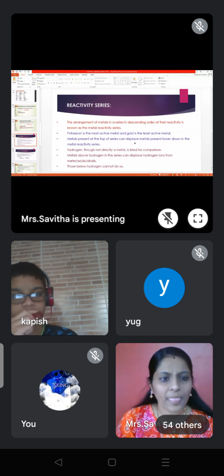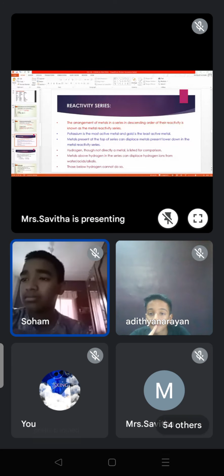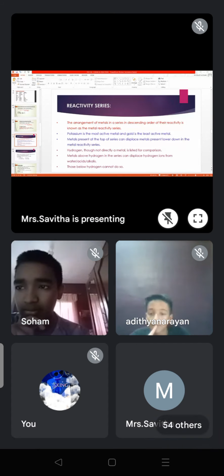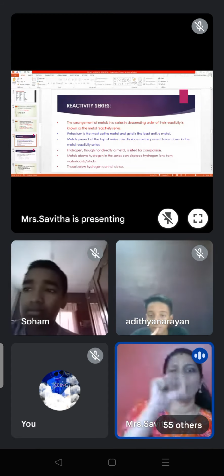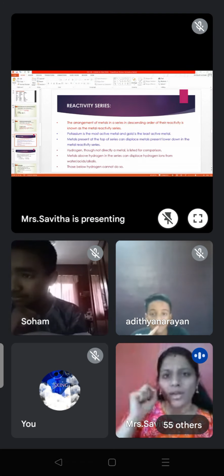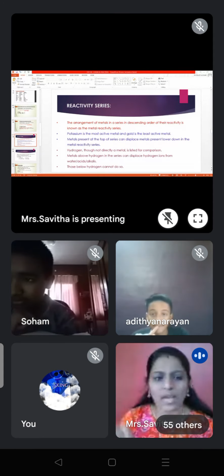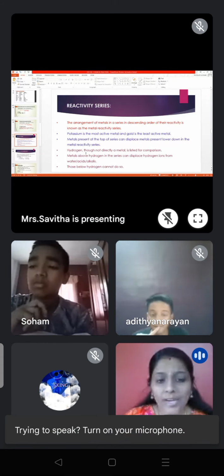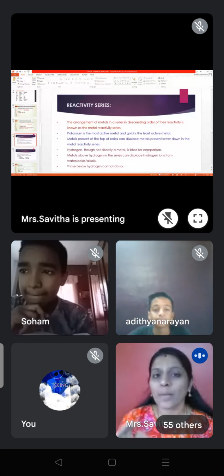Yes or no? For displacement we have seen, if zinc is reacting with HCl, zinc is at the top and H is towards the lower end. So zinc can displace hydrogen. That is what we have seen. Hydrogen, though not directly a metal, is listed for comparison.